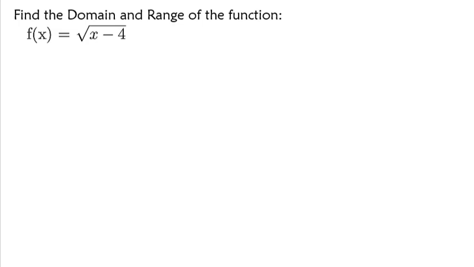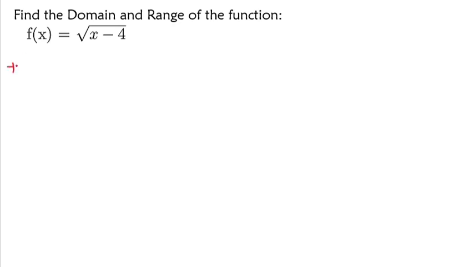So how can you find the domain and the range for the function f of x equals the square root of x minus 4? Alright, so to start with, for the range, what will come out of the square root is always a positive number or 0. You will never get a result that is negative from the square root.